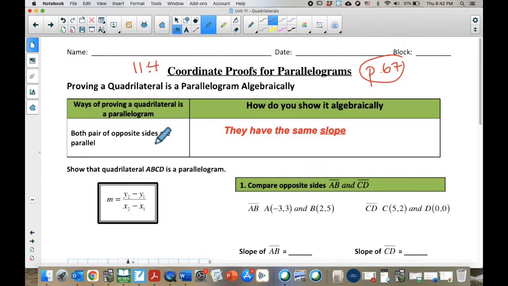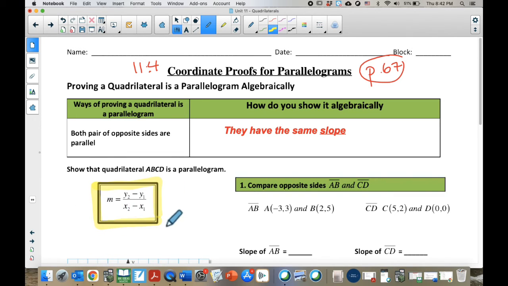So what we're going to be doing is proving that a quadrilateral is a parallelogram algebraically. That means we're using equations to prove that this is a parallelogram. And one thing we know about a parallelogram is that opposite sides are parallel. Well, how do you know that algebraically? They have the same slope. So remember, the slope formula is written for you here. So here's our slope formula.